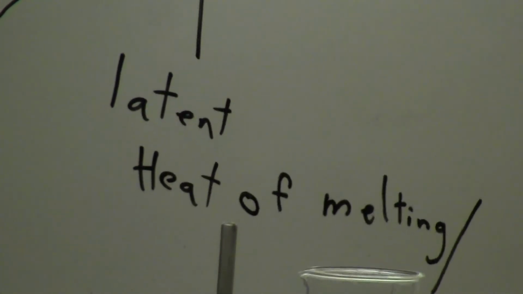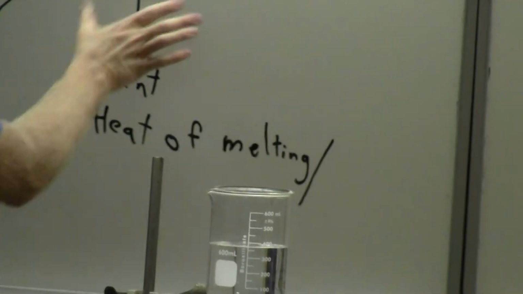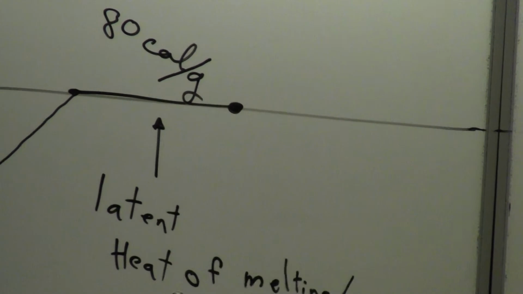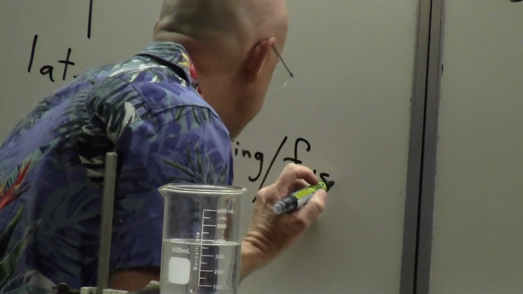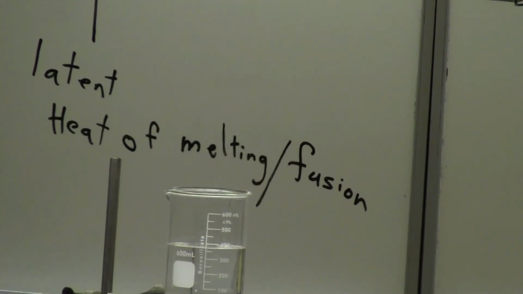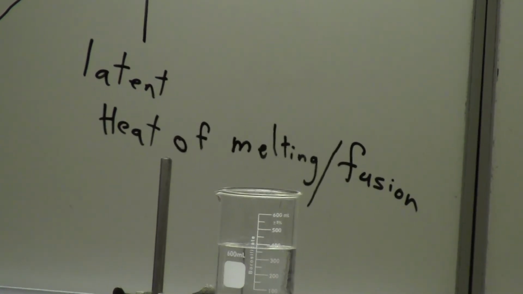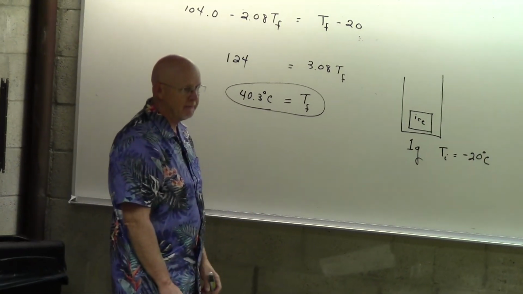I will point out that if you were cooling the water down, you've got to take this energy out and make the ice. So we also call it the latent heat of fusion. The latent heat of melting or the latent heat of fusion is really the same thing. It's just a matter of, are you melting it or are you fusing it together, making a solid.